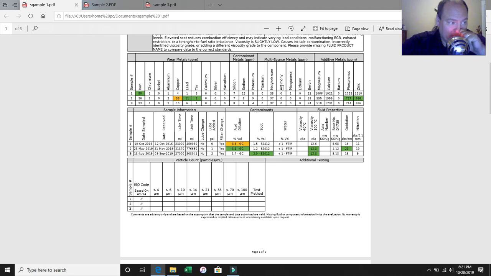Manganese, not to be confused with magnesium. Manganese is present in steel. So anywhere you have steel, like your valve train has some steel in it. I believe your camshaft has a small amount of steel also, but manganese is definitely like a steel alloy.